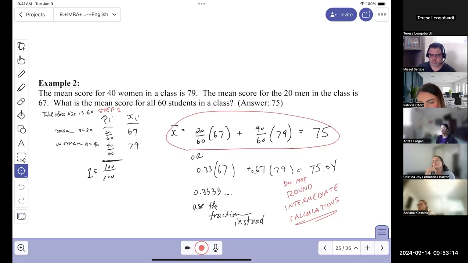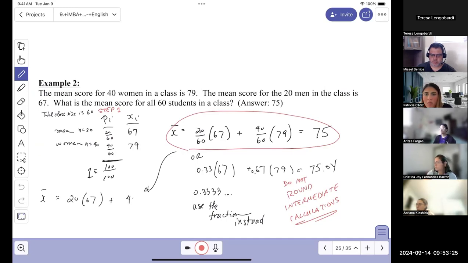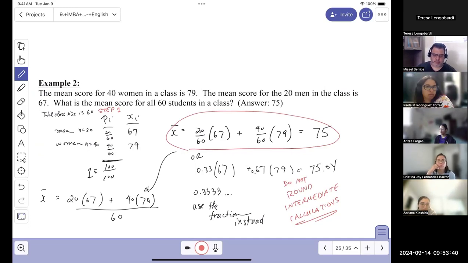But what if we did it like this instead? If we did x bar equals 20 times 67 plus 40 times 79 divided by 60. Would that be the same? Yes, that would be the same. Yes, you feel it's the same, right?